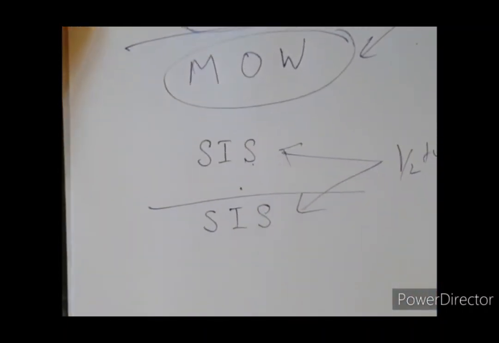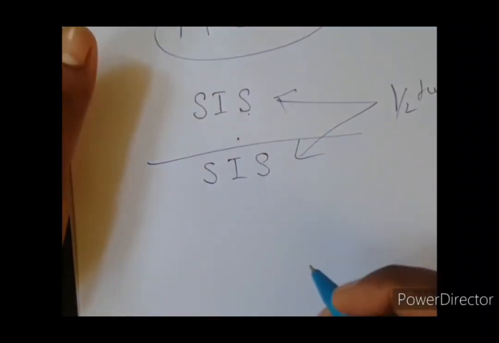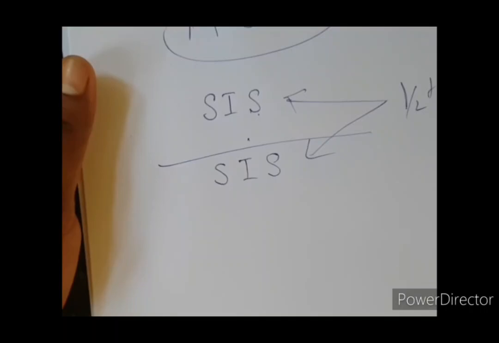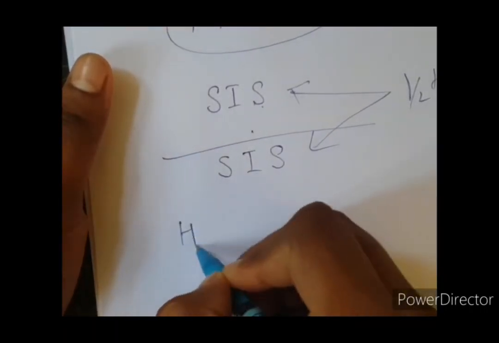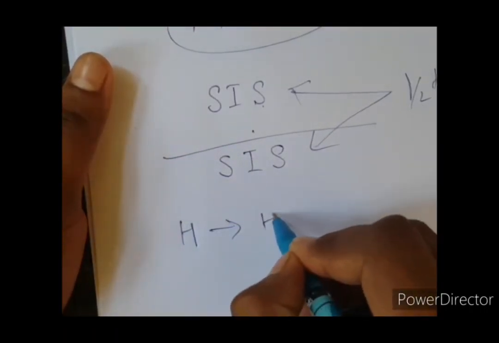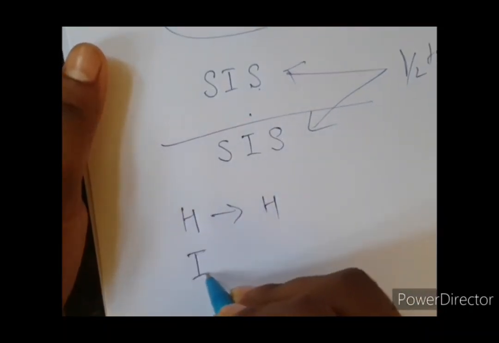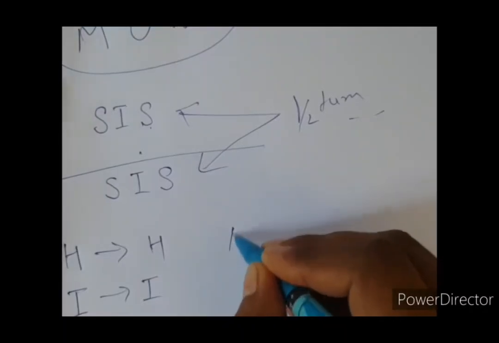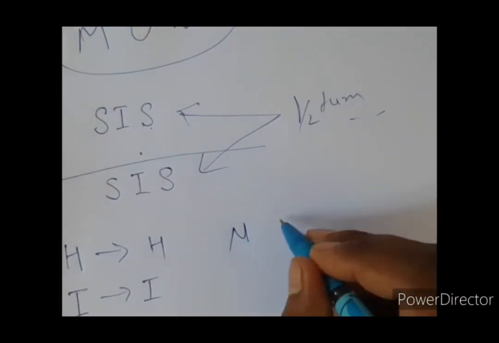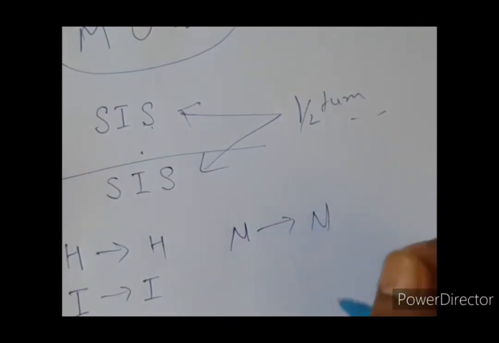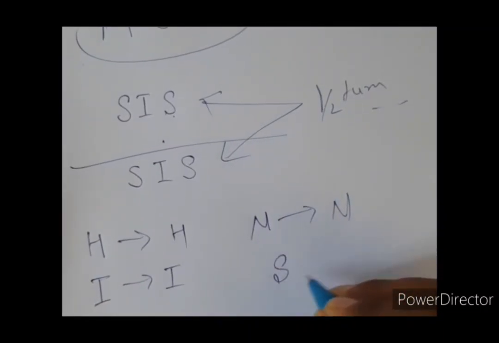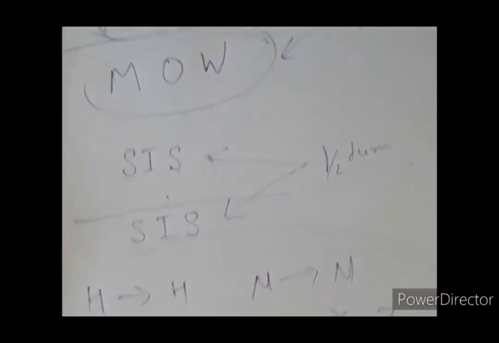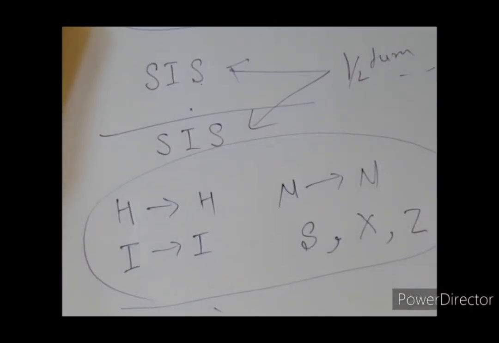If we talk about English alphabets, there are some alphabets which will be the same on a half turn, like H. When we make a half turn it will remain as H. I on a half turn again remains as I. N, when we make a half turn, always remains as N. Similarly S, X, Z. These are some alphabets which remain as such on a half turn.